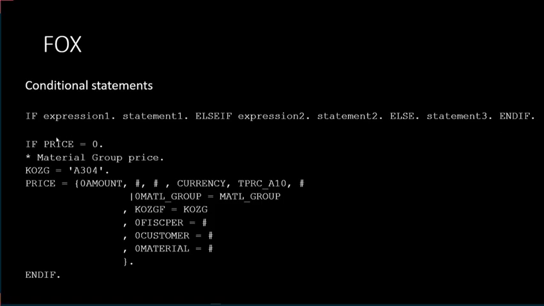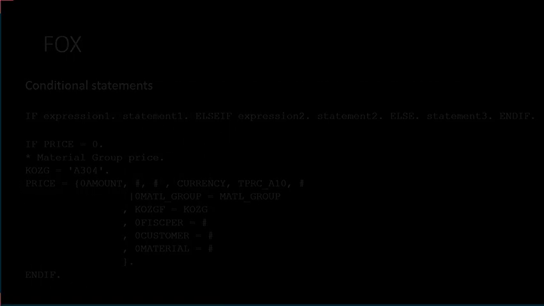So in our case, we're going to say if the price of the previous access sequence is 0, we're going to execute this statement followed by the endif.